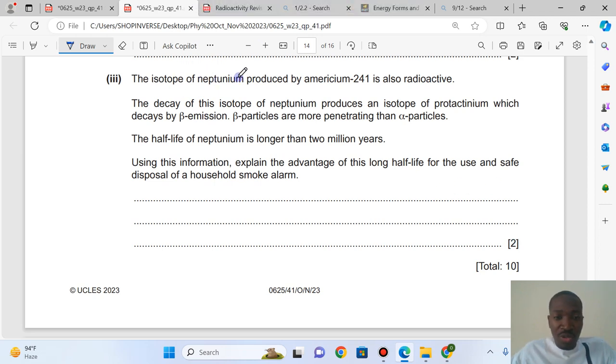The isotope of neptunium produced by americium-241 is also radioactive. The decay of this isotope of neptunium produces an isotope of protactinium, which decays by beta emission. Beta particles are more penetrating than alpha particles. The half-life of neptunium is longer than 2 million years. Using this information, explain the advantage of using this long half-life for the use and safe disposal of a household smoke detector.